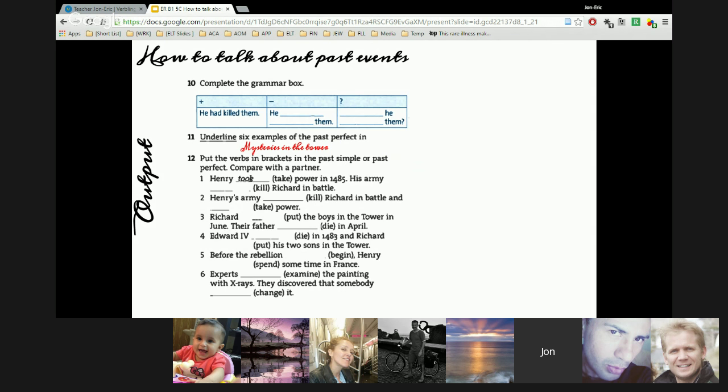I think the problem here is that I had Richard's army killed. Henry's army killed Richard and took power. I used both simple past forms. Henry's army killed Richard in battle and took power. Because I don't need to show one happening before the other in this case. Maybe this is a little bit confusing.